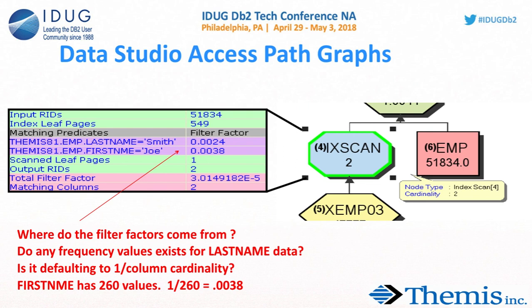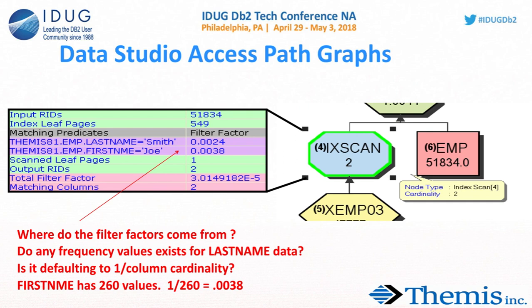What's the cardinality of last name? Oh, 947. You're looking for one value. Do I know anything about Smith, or do I know anything about any other last names? If it says no, it's going to take 1 divided by 947. And that's the percentage of rows that it thinks it's going to get.